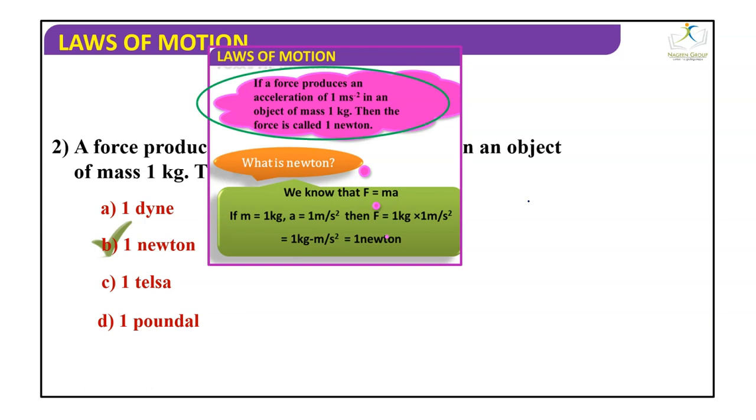If a force produces an acceleration of 1 meter per second square in an object of mass 1 kg, then the force is called 1 Newton. And what is 1 Newton? 1 Newton is when the mass is 1 kg and the acceleration is 1 meter per second square, then we get 1 Newton.